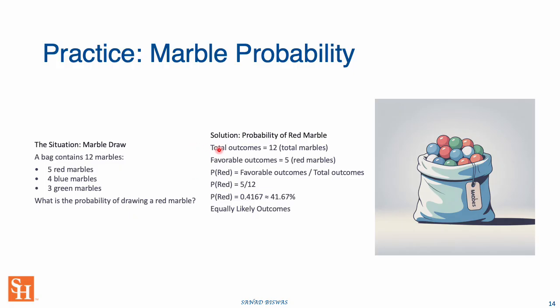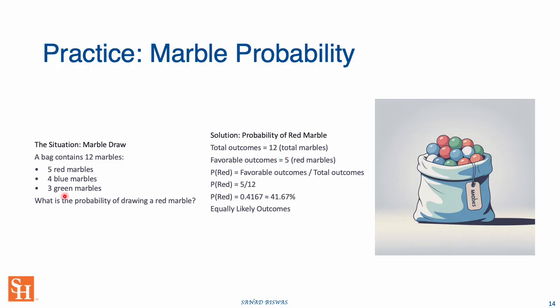In that case, what is the total number of balls that we have? The total number of balls that we have was 12 marbles, right? So the total outcomes could be any of the marbles. If you randomly pick a marble, then you can pick basically any of these 12 marbles, right? And what is the favorable number of outcomes? The favorable number of outcomes was 5, because there were 5 red marbles, right? So our favorable outcomes is 5.